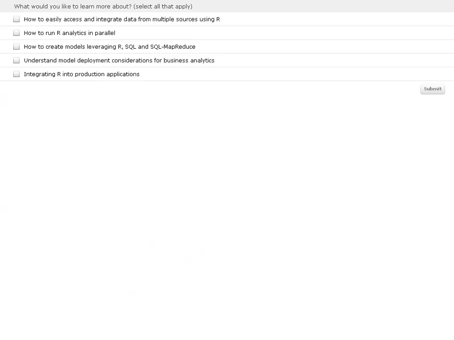How to easily access and integrate data from multiple sources using R. How to run R analytics in parallel. How to create models leveraging R, SQL, and SQL Map Reduce. Understand model deployment considerations for business analytics. Integrating R into production applications. Please, again, select all that apply.